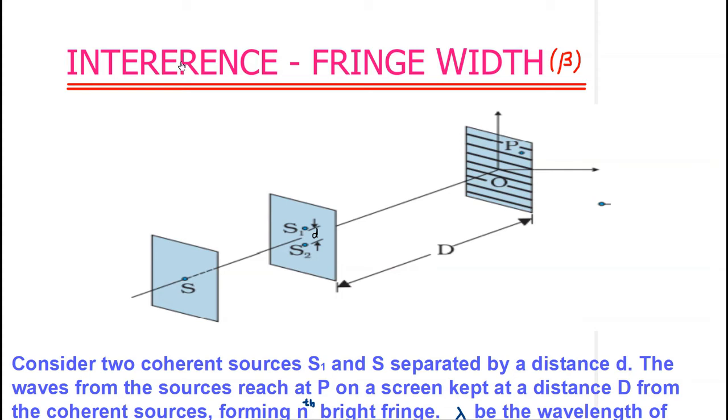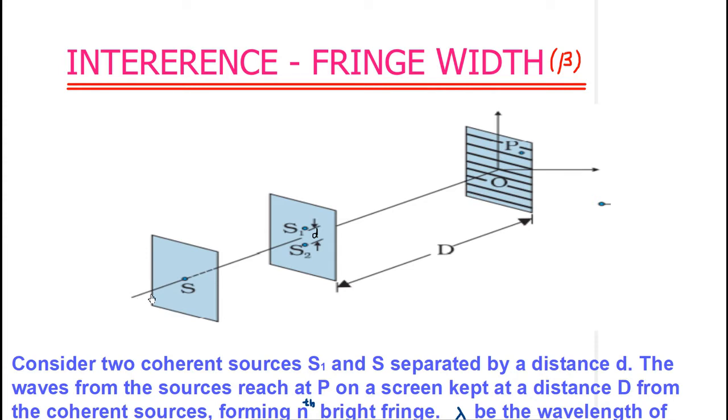Interference fringe width beta. Look at the diagram. Let S be a very narrow slit illuminated by a monochromatic source.